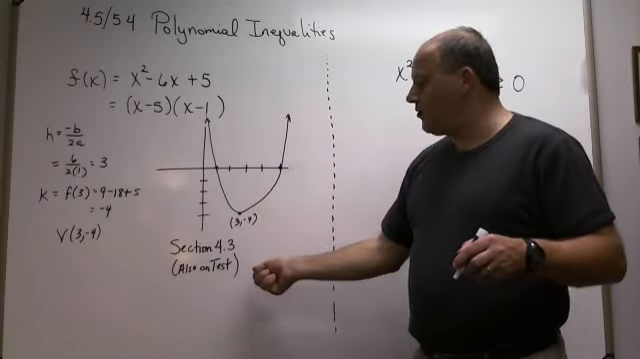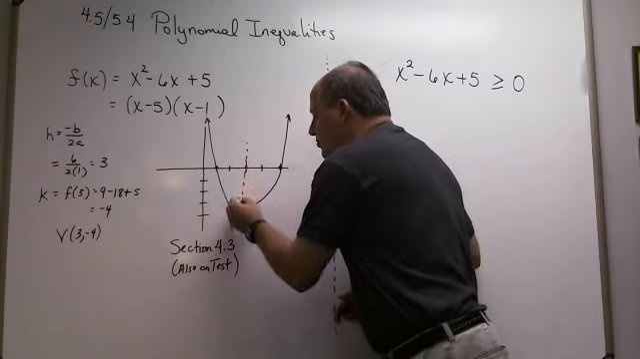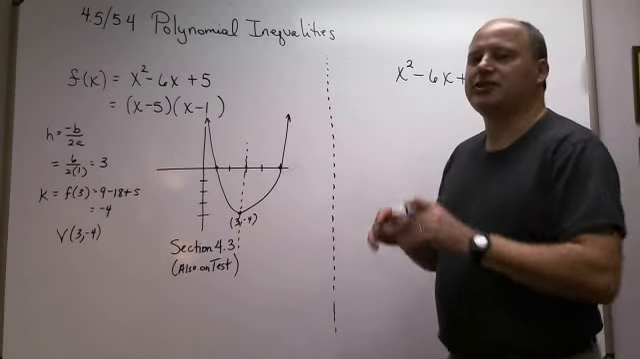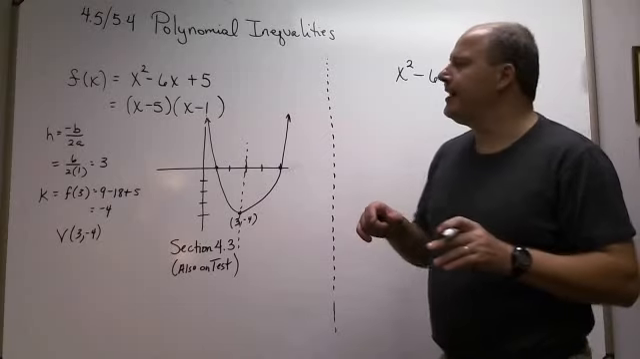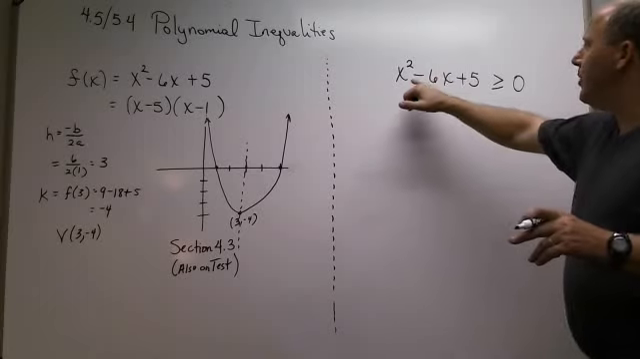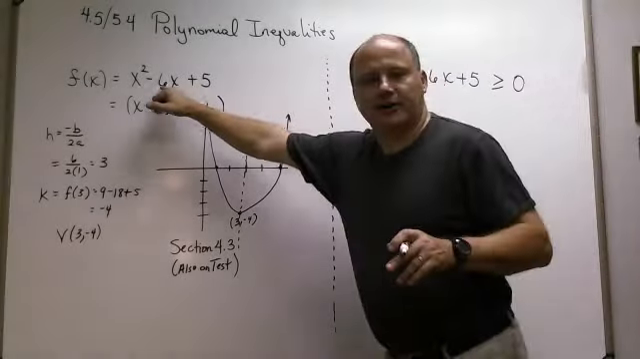Now, back in 4.3, you had to do other things as well. You had to actually draw something called the axis of symmetry. But really, all I wanted on this part right now is just the shape of the parabola. And in 4.5, when we had to do quadratic inequalities, you had x squared minus 6x plus 5 greater than or equal to 0. If you notice, it's the same as my function.